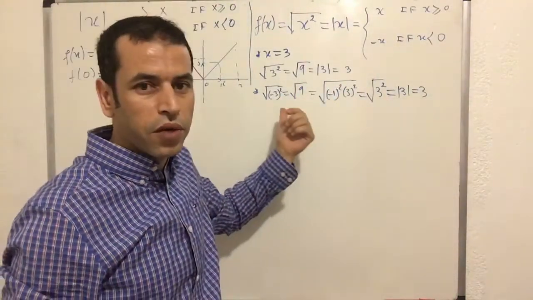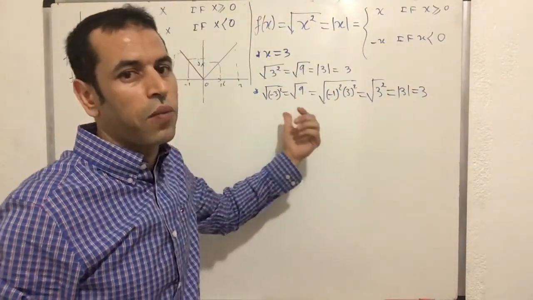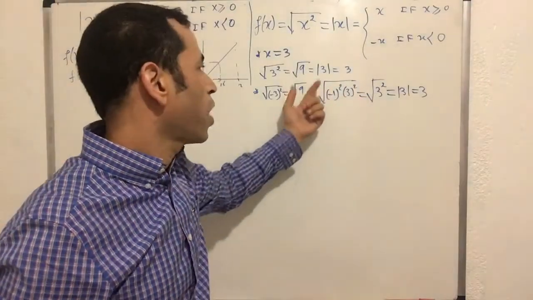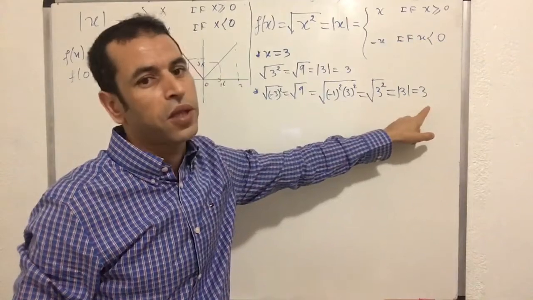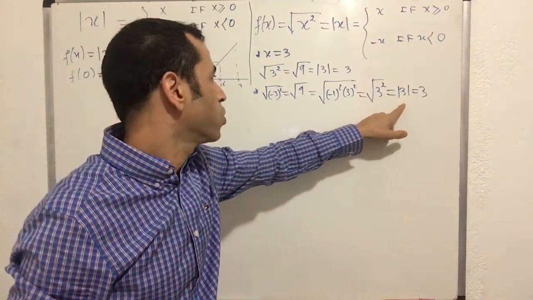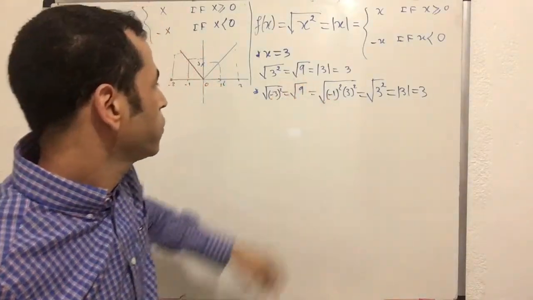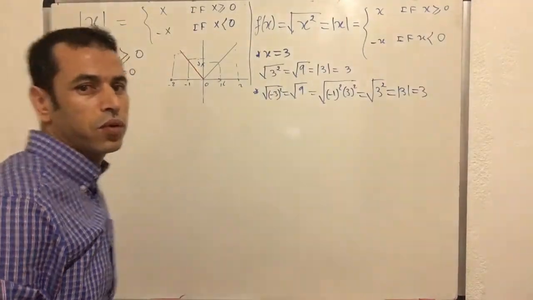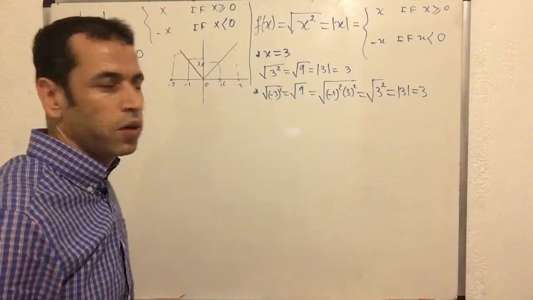Whether you have a negative number inside of the root or a positive inside of the root, at the end when you take your number out of the square root, it becomes a positive number. So you have a positive number. Okay, so let's move on to the second example to understand this one better.